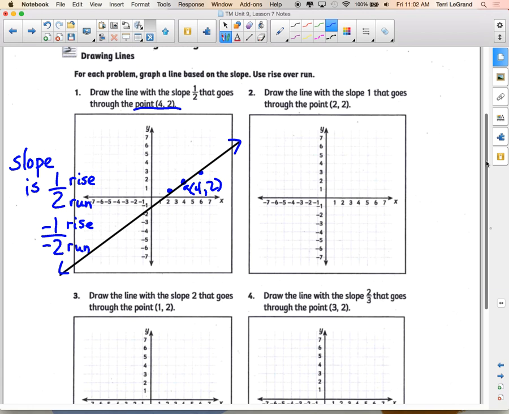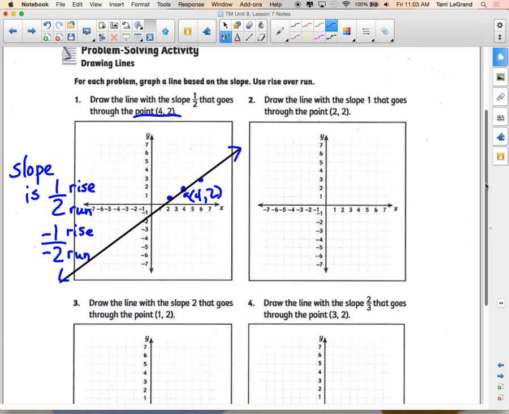Why? Because there's lots more points that live on that line. We're not only focusing on those points, we're using them to help us draw the line. That's why we have those, and then there's a whole bunch more points that really could be on this line. It doesn't say to write the equation, so we're not going to worry about that today.